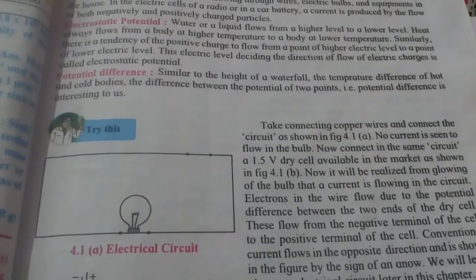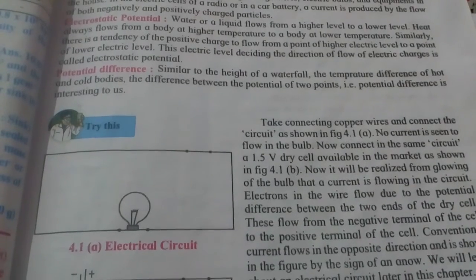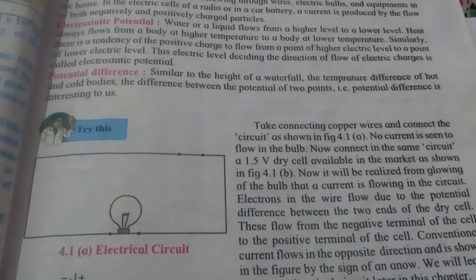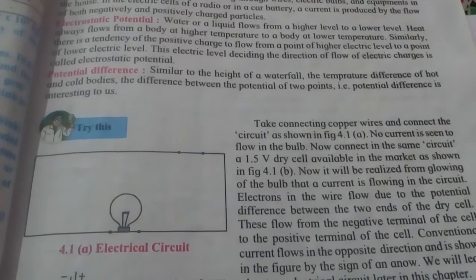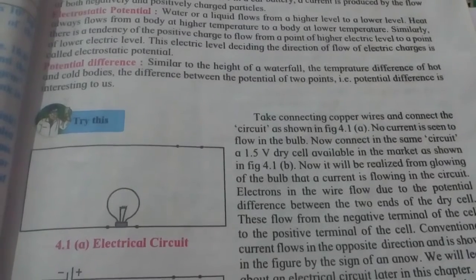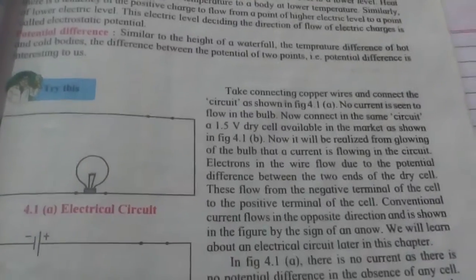Potential difference is nothing but the difference between the height of a waterfall, or the difference between the temperatures of two bodies, let it be hot or cold. It can also be the difference between two electric potentials or two points. So this is the meaning of potential difference.